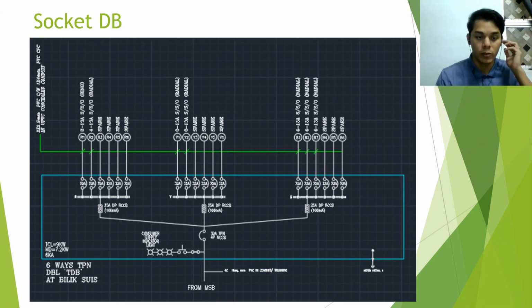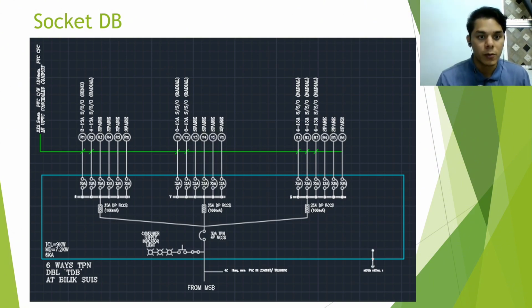For the socket DB, we use 6 ways TPN, also located at the billet switch. The total connected load for this DB is 9 kilowatt. The maximum demand is 7.2 kilowatt. For the MCCB, we select 32 ampere based on the SL, and the RCCB for red, yellow, and blue, we select 25 ampere, and the sensitivity is 100 milliampere.